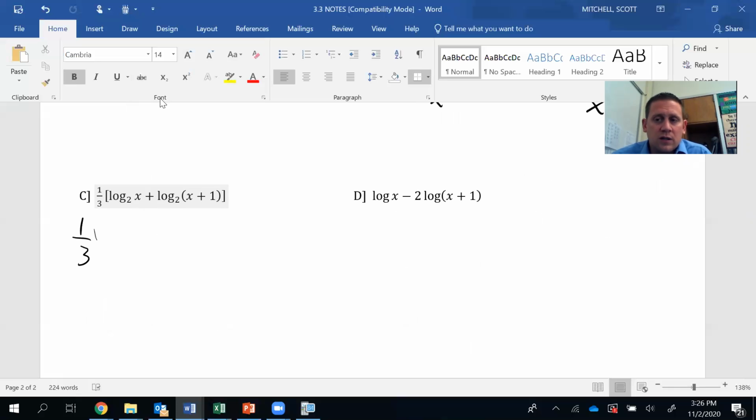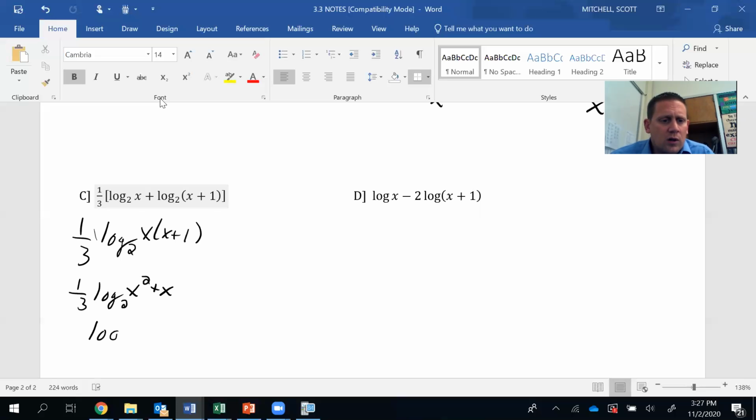We have two logs that need to go together. They're going to become one log with multiplication. So it's going to be x times x plus 1. Let's multiply that out just so we can get a little practice with what we might have to do. That's going to be x squared plus x. And then what do we do with the 1/3 power? Oops, I forgot my base, didn't I? Sorry, it's log base 2. Don't lose the base. You have to keep that because it means something different if I forget it.